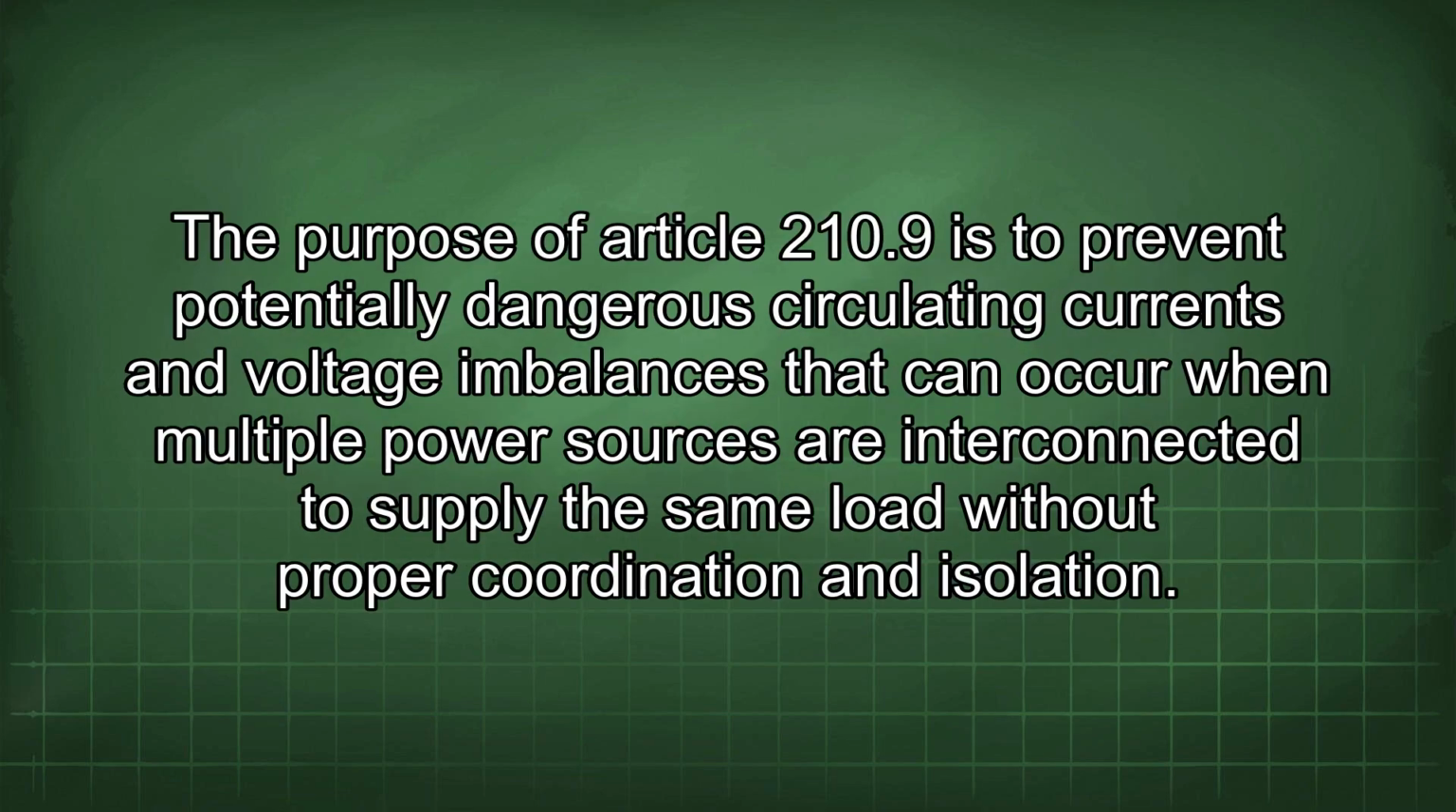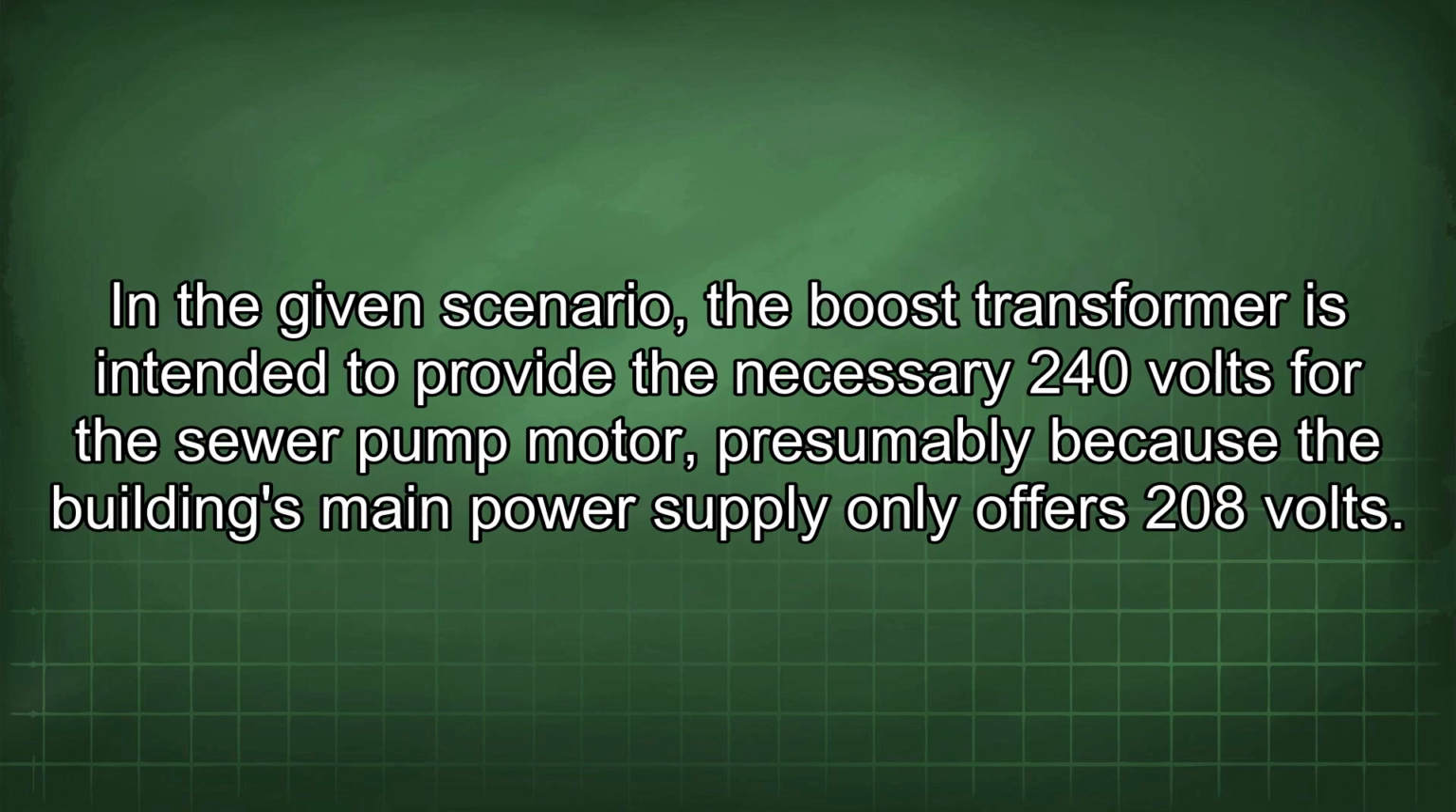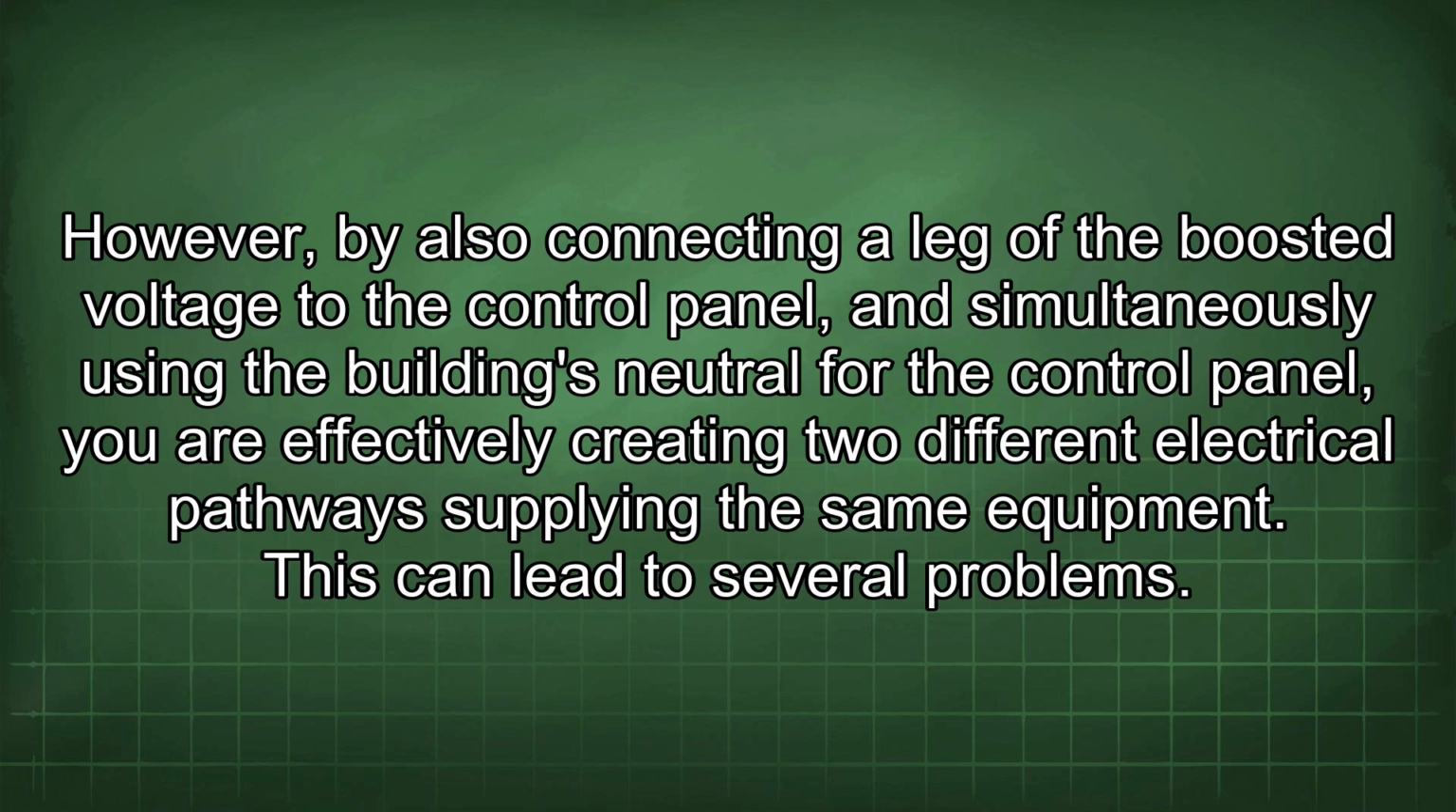The purpose of Article 210.9 is to prevent potentially dangerous circulating currents and voltage imbalances that can occur when multiple power sources are interconnected to supply the same load without proper coordination and isolation. In the given scenario, the boost transformer is intended to provide the necessary 240 volts for the sewer pump motor, presumably because the building's main power supply only offers 208 volts. However, by also connecting a leg of the boosted voltage to the control panel and simultaneously using the building's neutral for the control panel, you are effectively creating two different electrical pathways supplying the same equipment.